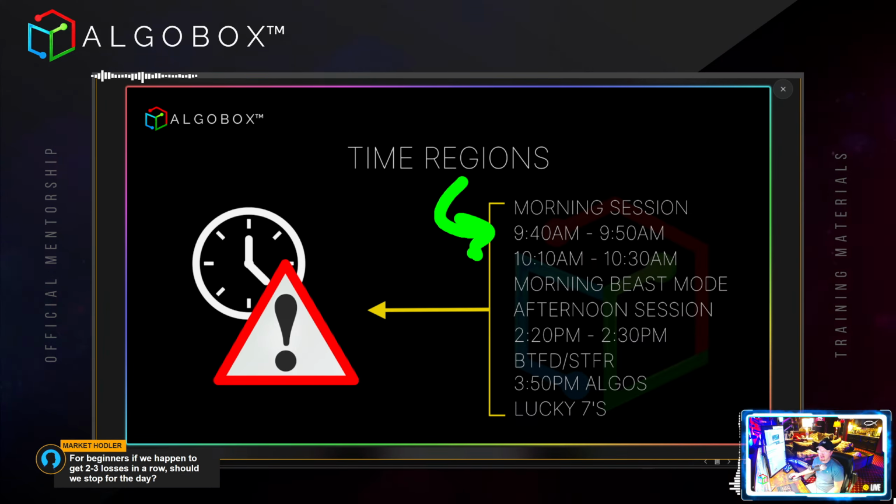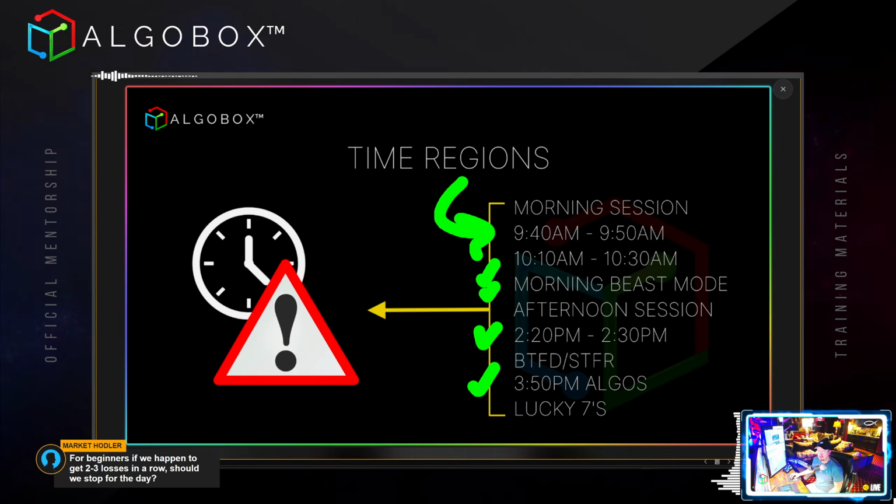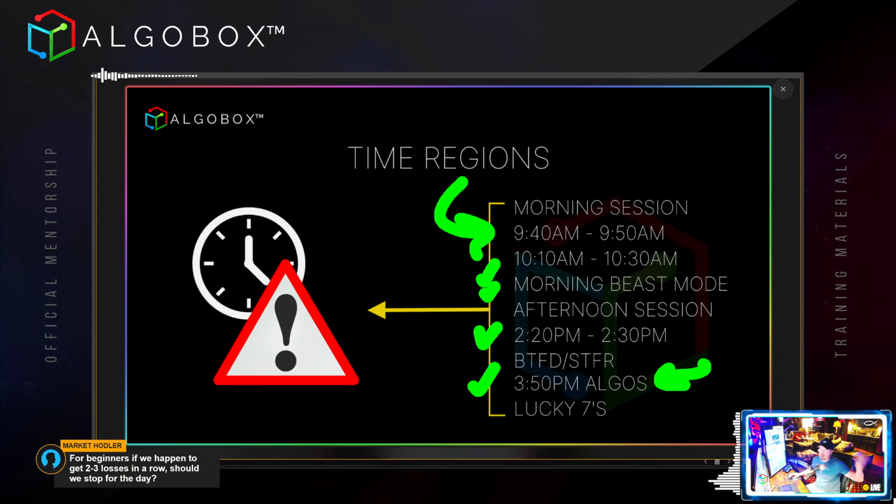This is the time regions indicator, and you'll get everything that I just talked about. The 940 to 950 alert, the 10 to 1030, the morning beast mode, the afternoon, the BTFD and STFU, and we didn't talk about this earlier, but there is the 350 algo that comes in there. It just gets wild child. It's almost like on a news event that happens every single day at 350. Like, stay away. Okay, occurs. There are some interesting things that occur on those days.